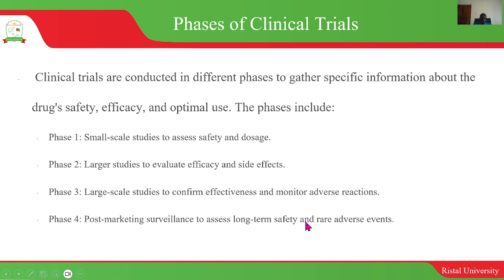Phases of clinical trials. Clinical trials are conducted in different phases to gather specific information about the drug safety, efficacy, and optimal use. These phases include phase one, small scale studies to assess safety and dosage. Phase two, larger studies to evaluate efficacy and side effects. Phase three is also large scale studies to confirm effectiveness and monitor adverse reactions. Phase four is post marketing surveillance to assess long term safety and rare adverse events.